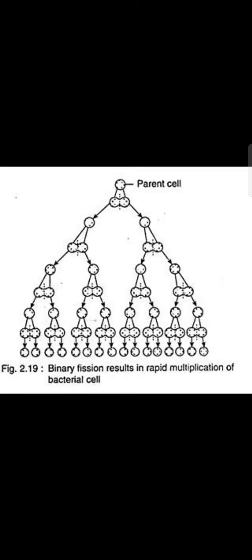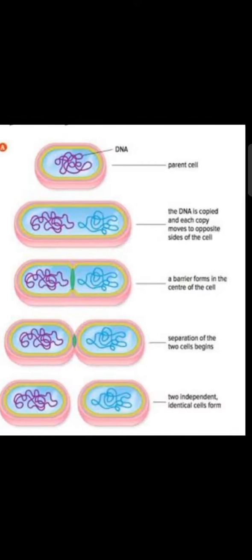In this figure, you can see a single bacterial parent cell giving rise to many daughter cells through cell division. That is the binary fission process. You can see the multiplication of bacterial cells in the figure. Now we'll see the process of binary fission.